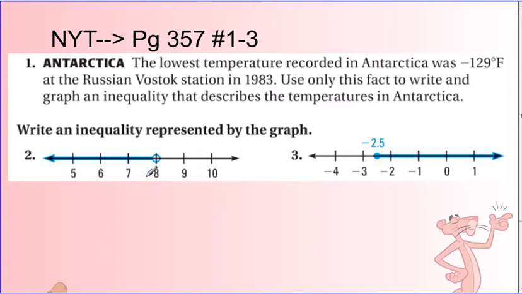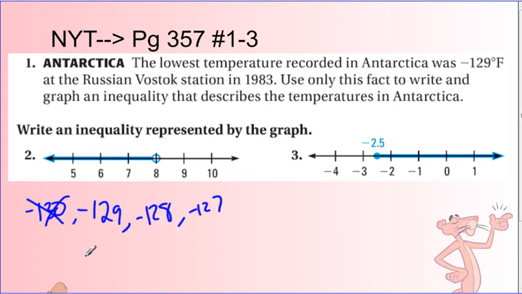Okay, so let's see what we got here. Number 1. Lowest temperature recorded in Antarctica was -129 at the Russian station, blah, blah, blah, blah. Okay, using only this fact, write and graph an inequality that describes the temperatures in Antarctica. Okay, so, well, it says the lowest temperature was -129. So we know -129 happened. We know lower than that, -130, did not happen because that one's the lowest. But bigger than that did happen.